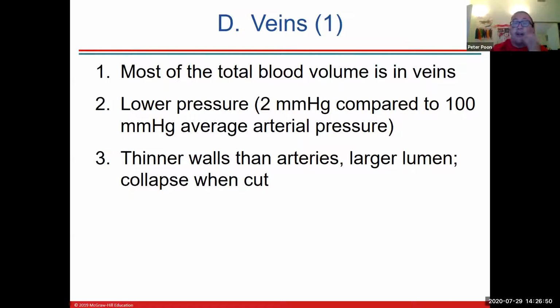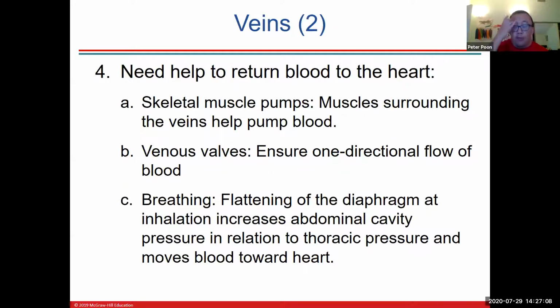Okay. So veins. Again, arteries have most of the pressure, veins have most of the volume. So to put it another way, arteries are the pressure reservoir for the blood. Veins are the fluid reservoir for the heart, or for the blood.